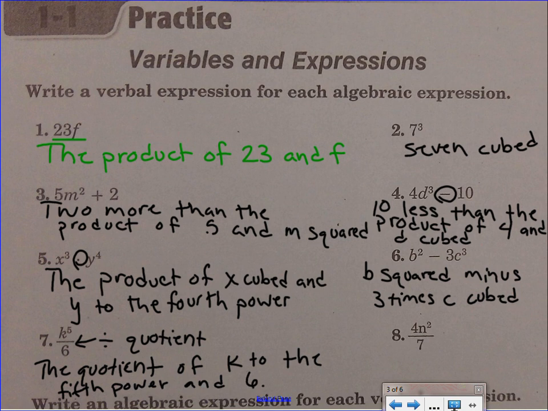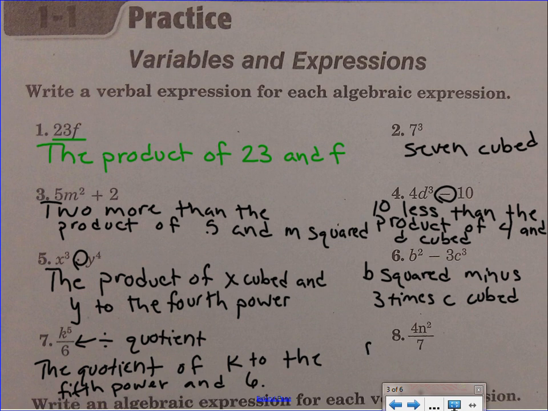I could have also written k to the 5th power divided by 6. That would have been just fine as well. And for the last one on this section, we have 4 times n squared divided by 7. I could write it just the way I said it there. I could say the product of 4 and n squared divided by 7. I think I'm going to do it the first way, which is just to read it as it is.